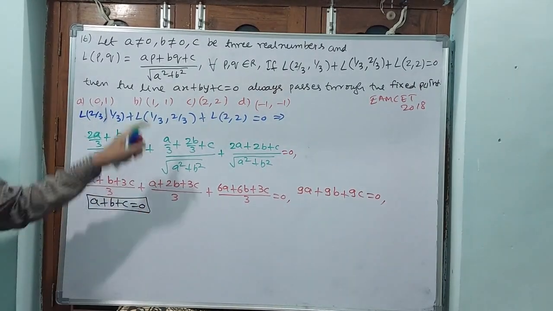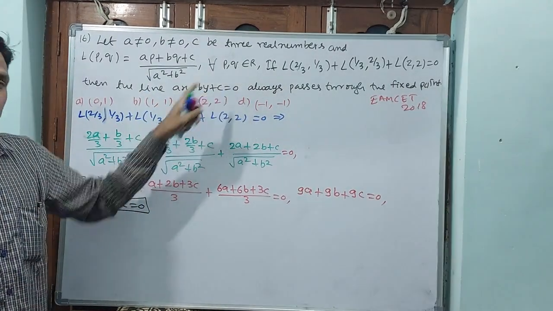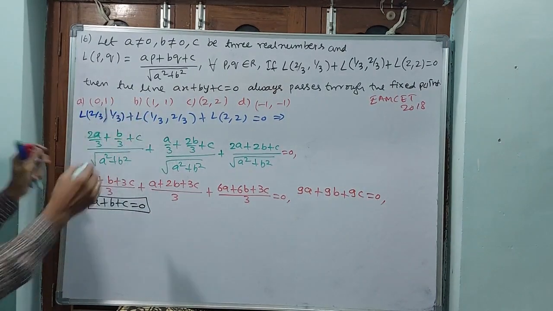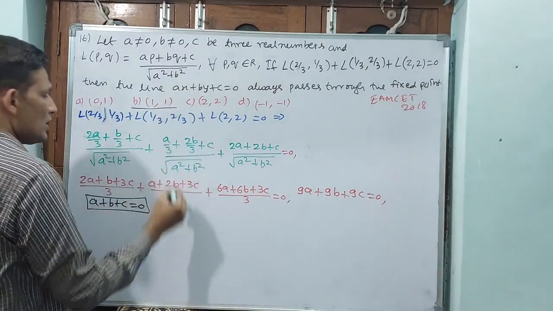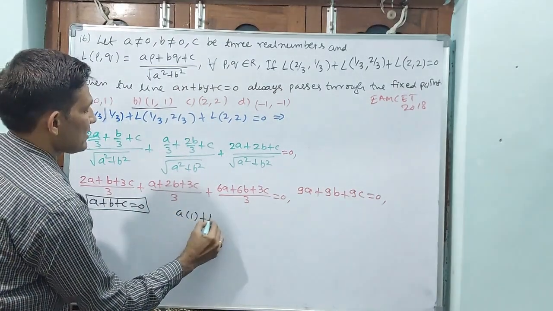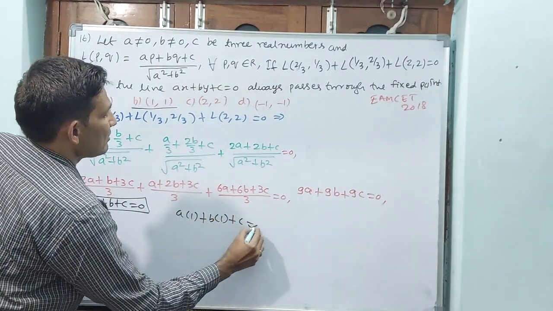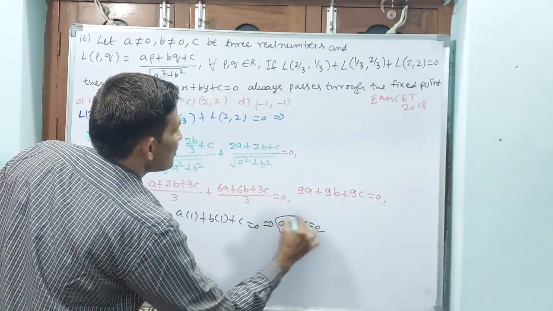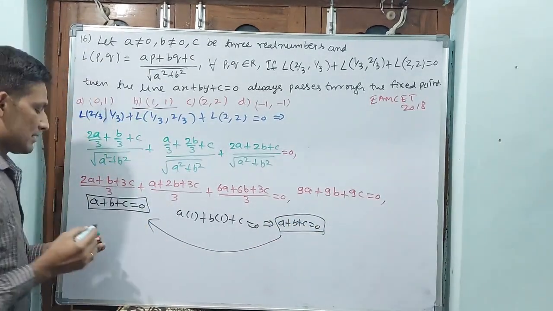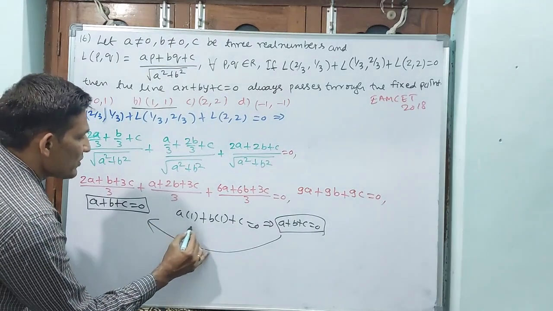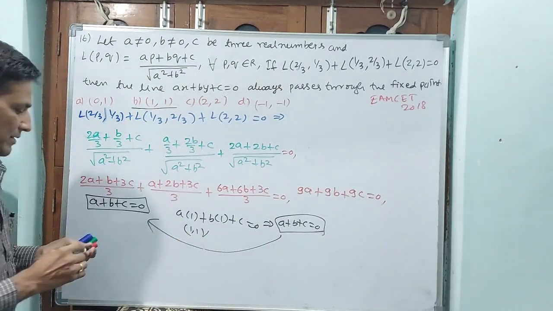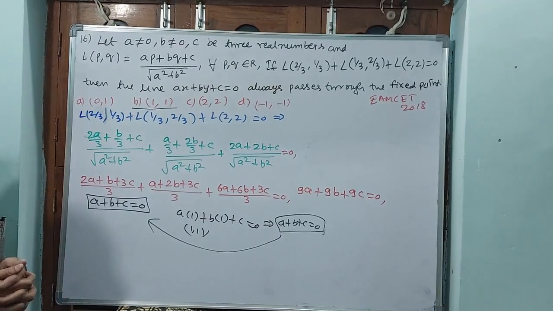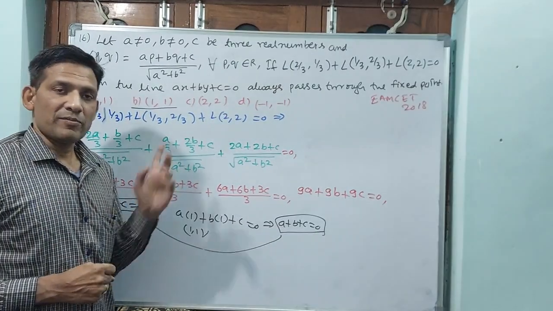That means the given equation ax plus by plus c should come a plus b plus c equal to 0. It comes automatically when you give 1, 1. A into 1 plus B into 1 plus C equal to 0 implies A plus B plus C equal to 0. These two match only when you take 1 comma 1, or else it is not going to match. Understand? This is the answer for your 16th question.